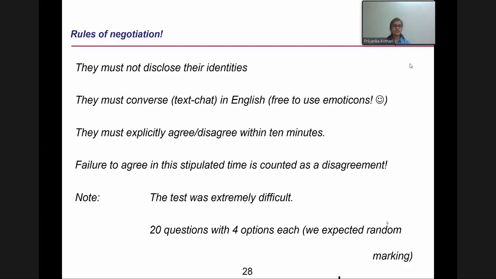There are further rules of negotiation to preserve anonymity while the bargaining goes on. We ask them not to disclose their identity under any circumstances during the chat. They must converse in English, and they were free to use emoticons, and they did use them. They must explicitly agree or disagree within 10 minutes. If they fail to do so, then we counted that as disagreement.